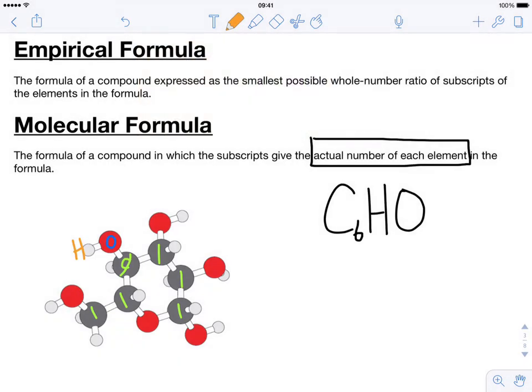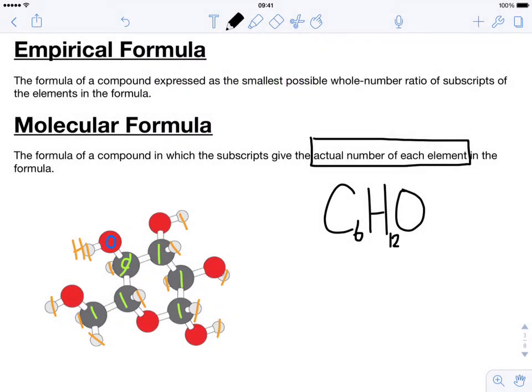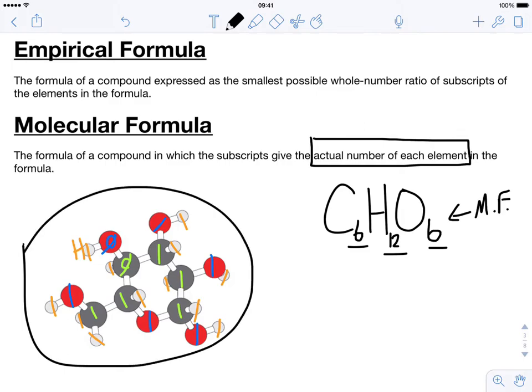Now let's count hydrogen. There are 1, 2, 3, 4, 5, 6, 7, 8, 9, 10, 11, 12 atoms of hydrogen. So I'll put a 12 down here. And finally, let's count oxygen. There are 1, 2, 3, 4, 5, 6 atoms of oxygen. So this right here is our molecular formula, C6H12O6, because the subscripts 6, 12, and 6 are telling us the actual number of each element that are found in this compound.